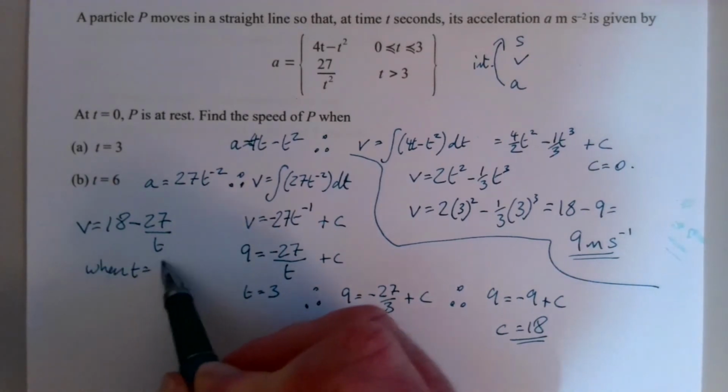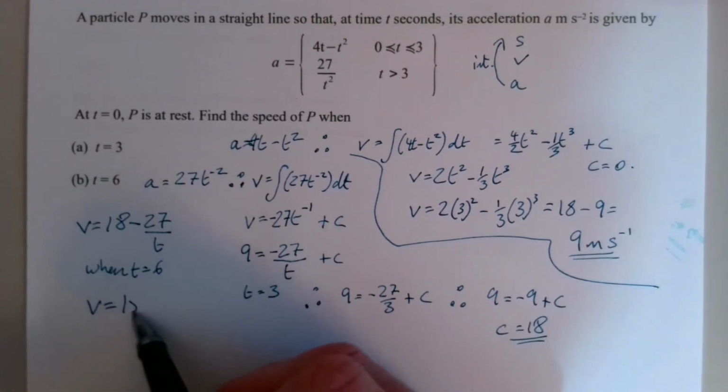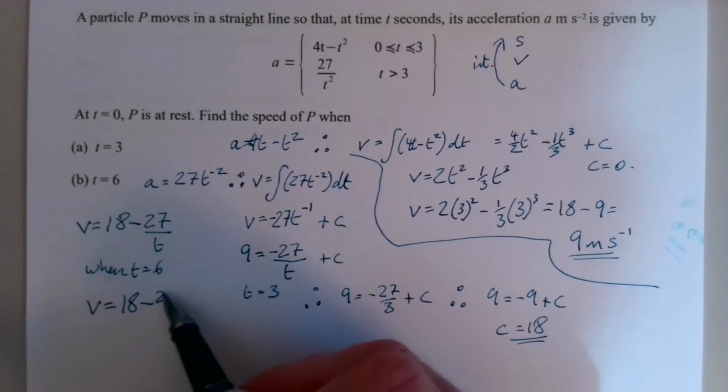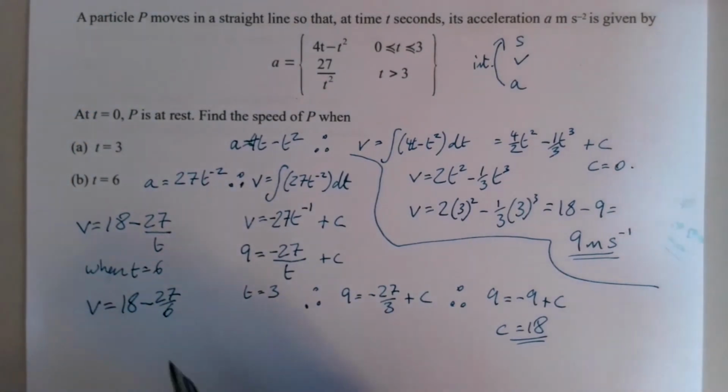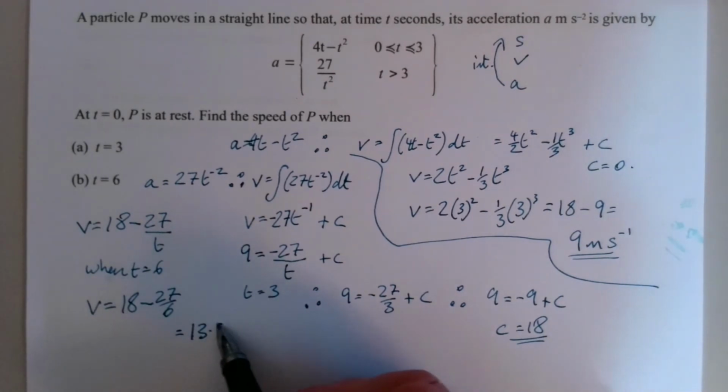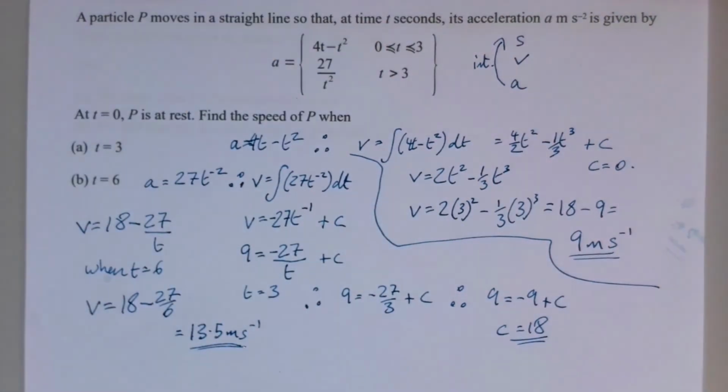When t equals 6, that means it's going to be 18 take 27 over 6. Whack that into your calculator if you can't be bothered to do it normally, and you should get 13.5 meters per second.